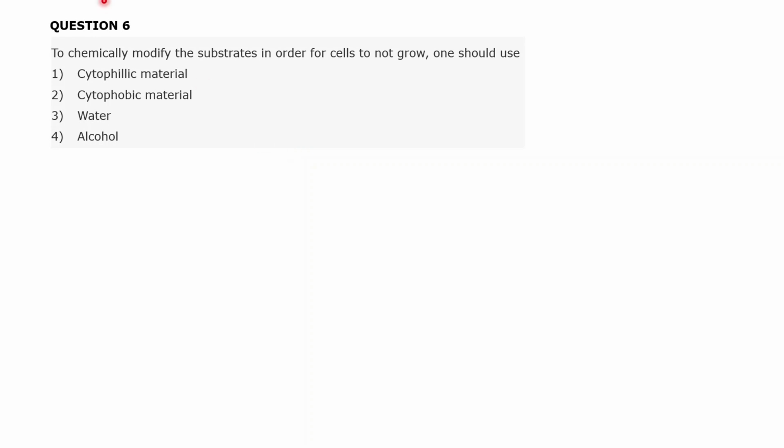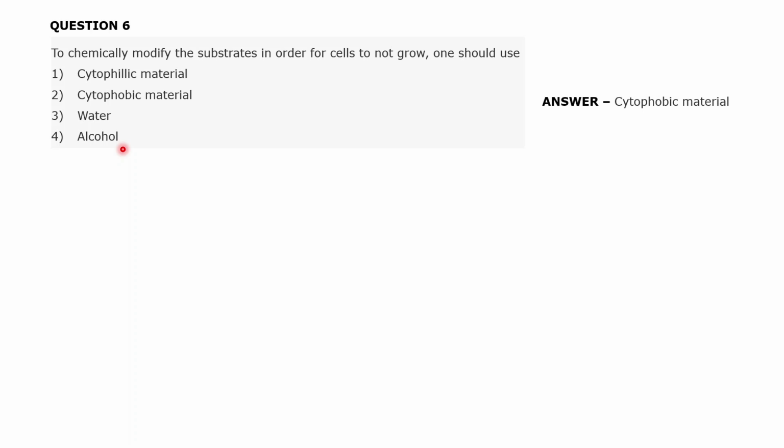Coming to question number 6. To chemically modify the substrates in order for the cells to not grow, one should use cytophobic material, water, or alcohol, which might be the answer. Option 2. Yeah, I'm getting option number 2. So the answer to this question is cytophobic material.